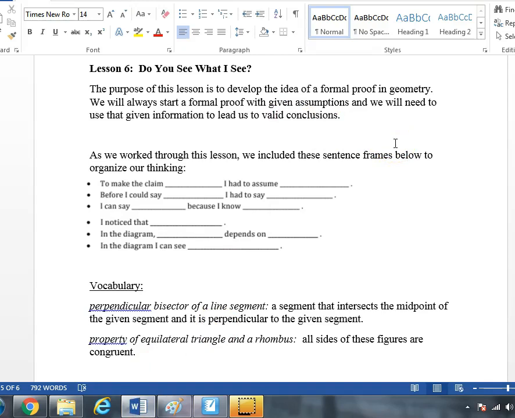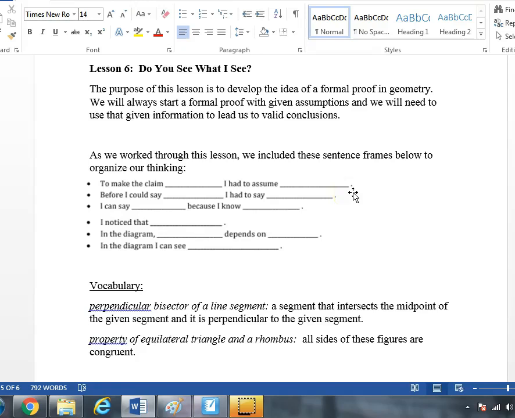We always start a formal proof with given assumptions, and we will need to use that given information to lead us to valid conclusions. As we worked through the lesson in class, we did include some sentence frames in our notebook so that we could organize our thinking. So please make sure you have these written down. We're going to use these. A few examples: To make the claim blank, I had to assume blank.